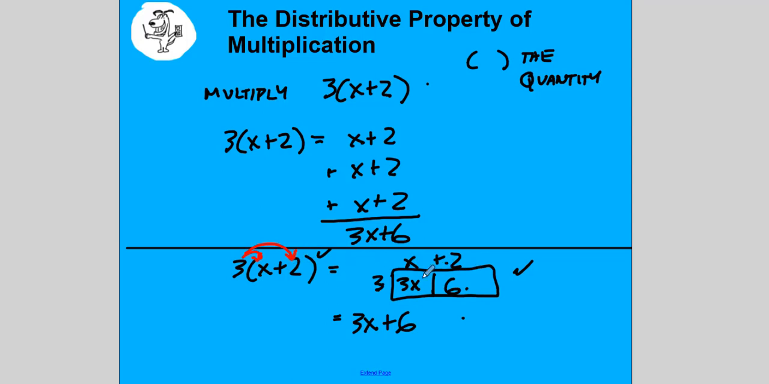So you don't have to make this box, but sometimes it's a good idea because again, students tend to make the mistake. They tend to do stuff like this. They'll start out with 3x, but then they'll go plus 2. They forget to multiply. You got to multiply that 3 by everything in the parentheses, each of the 2 terms in the parentheses.